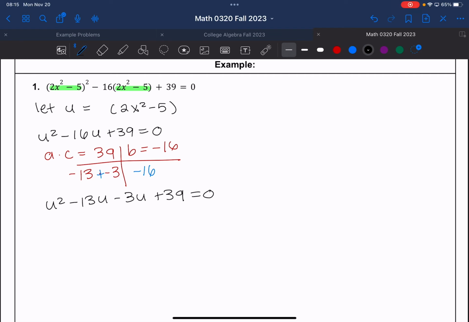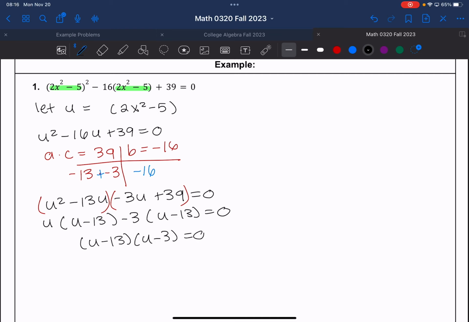We're doing the same type of factoring here, just instead of our variable x, we now have our variable u. If I factor out a GCF from the first two terms, what could I factor out? A u. If I factor out a u, I'm left with u minus 13. I want my second parenthesis to match, so what am I factoring out? A negative 3. So I'm left with u minus 13. That means I have my two factors, u minus 13 and u minus 3, equals 0.